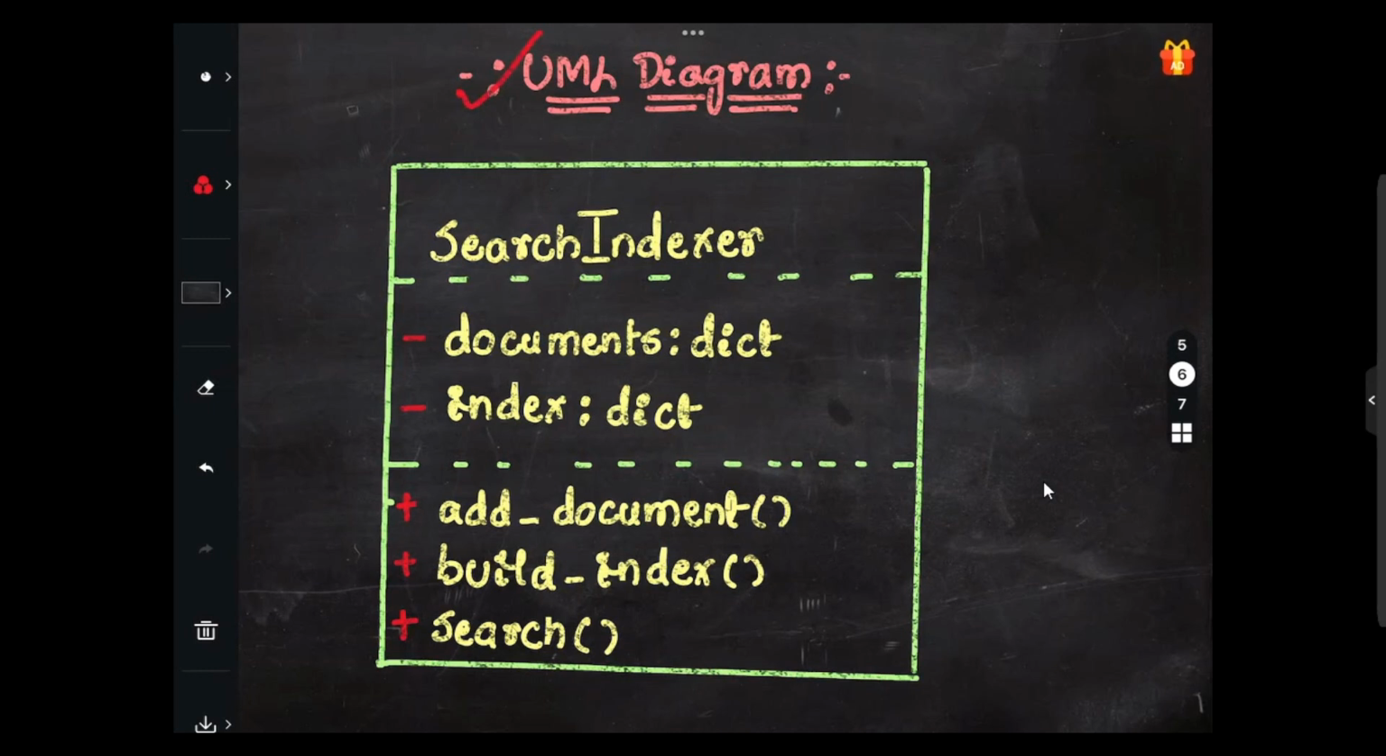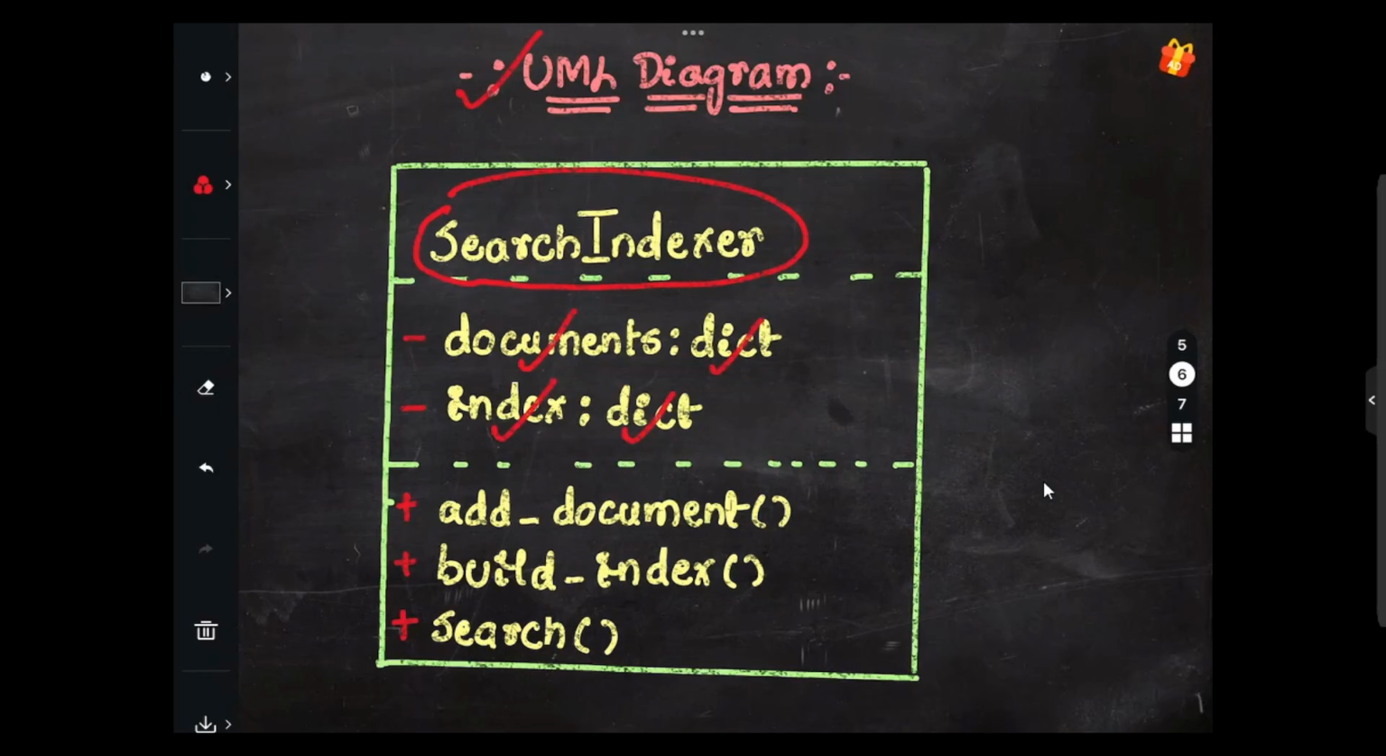Based on what we have discussed, I have designed a UML diagram. So this has to work actually. Let's see the base class or the main class. We will be going with only one class, that's the base class or the main class, nothing but the search indexer. It consists of the parameters: one is documents, another one is index documents, which is of the type dict, and index, which is of the type dict as well.